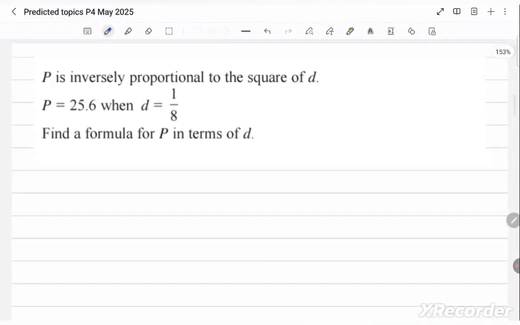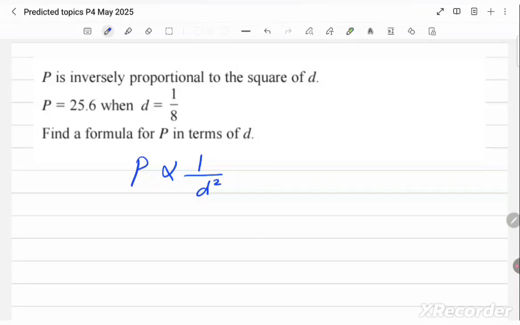Next question about variation. P is inversely proportional to the square of d. Like this, the square. Take care about whether it's the square root of d or the square of d. Take care about this point.